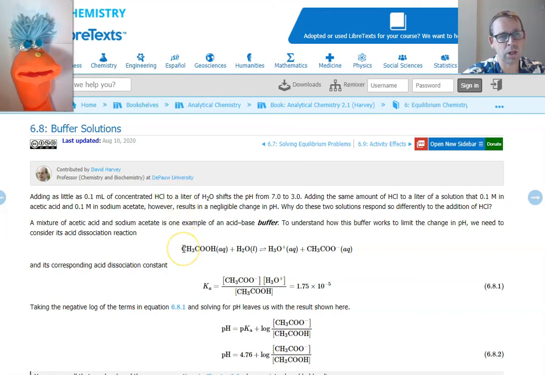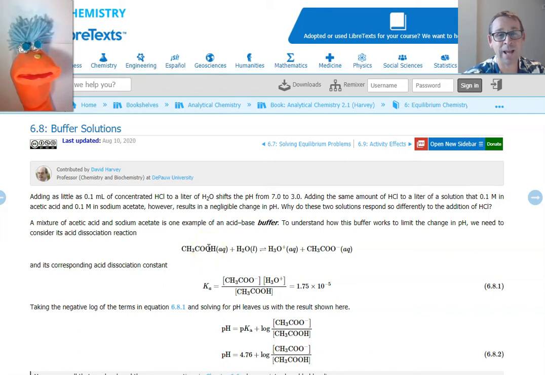And so this is what we call a buffer. It's a solution of a weak acid and its conjugate base. The weak acid you can get generally because it's just an acid you can use. So this is an example of acetic acid. And you can get some of the conjugate base from a sodium salt of that conjugate base. So sodium acetate, for example.